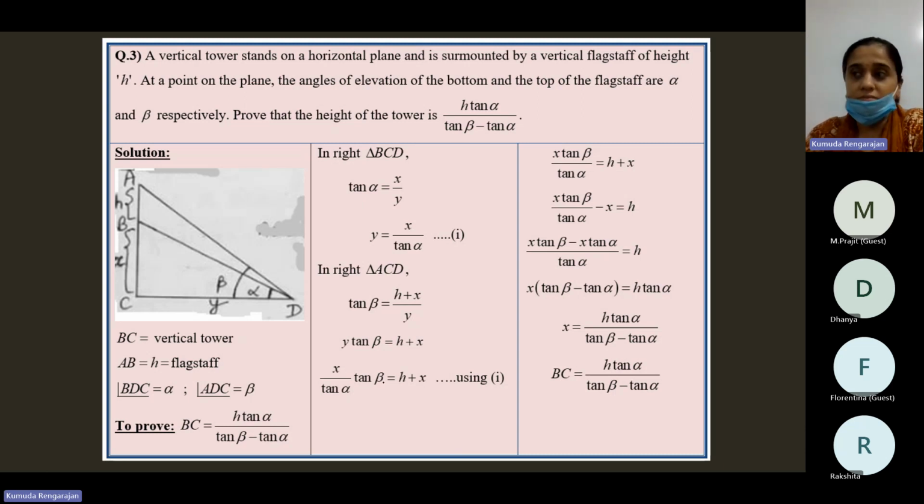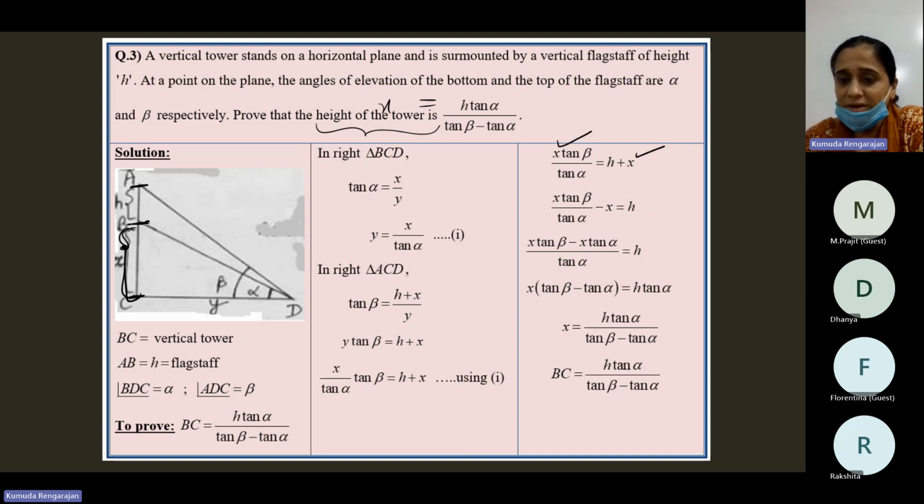So after this, I hope you're all finished. So this is nothing but x tan beta by tan alpha is equal to h plus x. And then I told you, Sashank, since we are working for x, because what is this? Height of the tower, right? That is x. Height of the tower is x. This is the tower. This is the flagstaff. We are talking only about the tower. So that is x. We'll have to show that x is equal to this expression. So this one has x and there is x here.